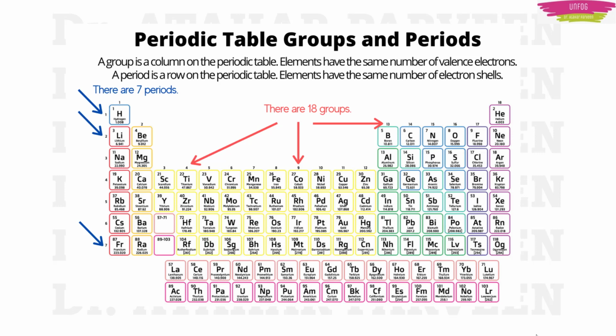A group is a column on the periodic table, and elements have the same number of valence electrons, meaning the same number of valence electrons in one group. Then a period is a row on the periodic table, and elements have the same number of electron shells in one particular period. This is how the modern periodic table is arranged.